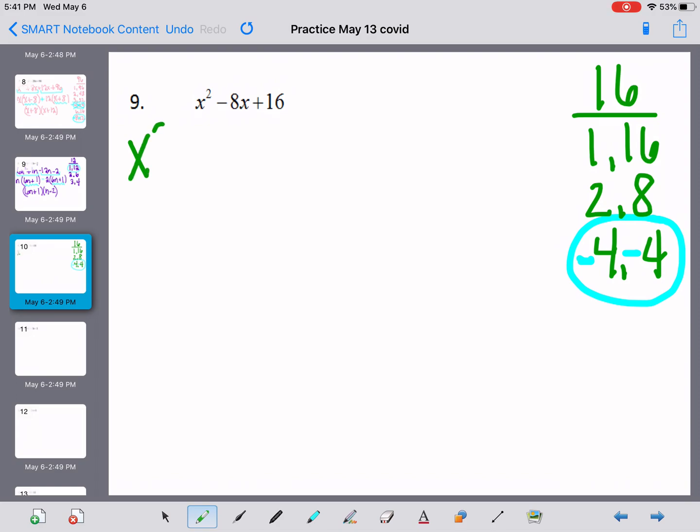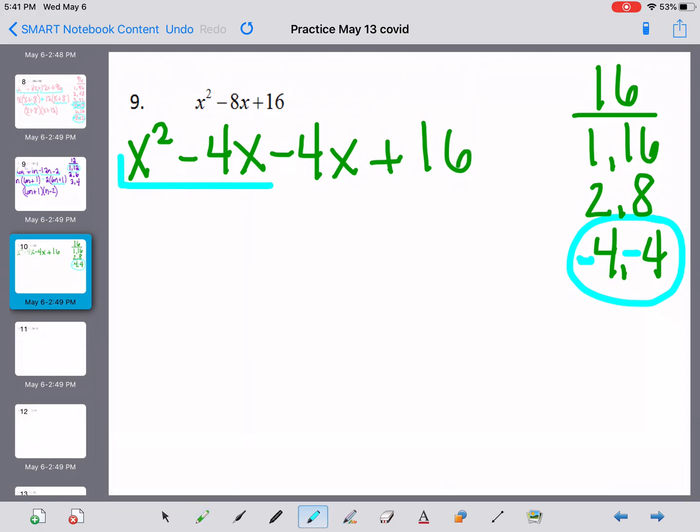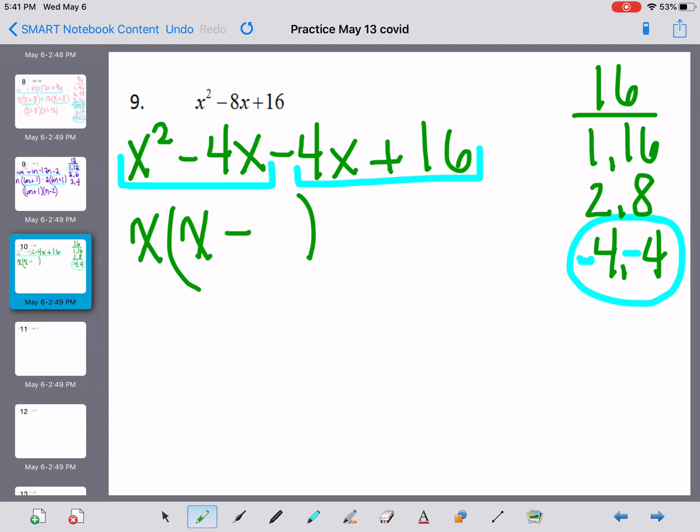So we have x squared minus 4x minus 4x. There's the middle, those two minus 4x's, plus 16. We split the middle, and now we're actually jumping into our factoring. The greatest common factor in the first group is x, the smallest exponent. X squared divided by x is x. We had two x's, we took out one. 4x divided by x is 4. We had one x, we took it out.